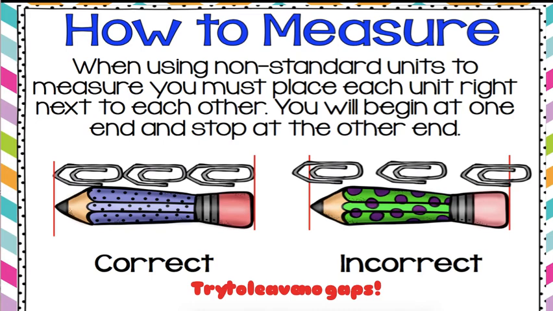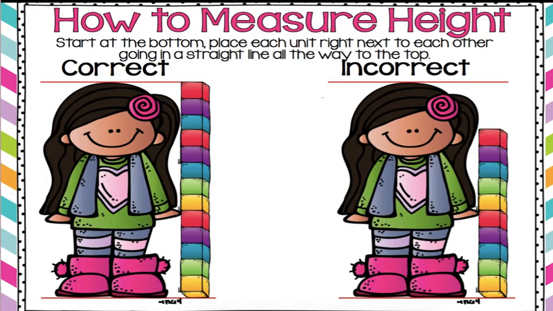So this one here, it says how to measure. When using non-standard units like paper clips to measure, you must place each unit right next to each other. You will begin at one end and stop at the other. The first one is correct, and you can see that the one with gaps is not correct, so we say incorrect. So when we measure height, it's similar.